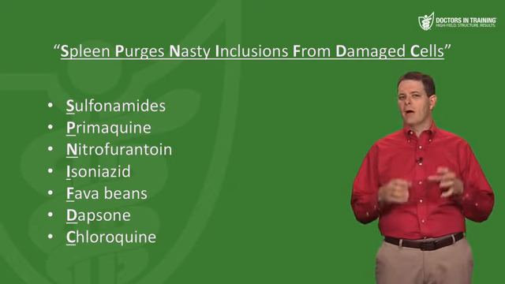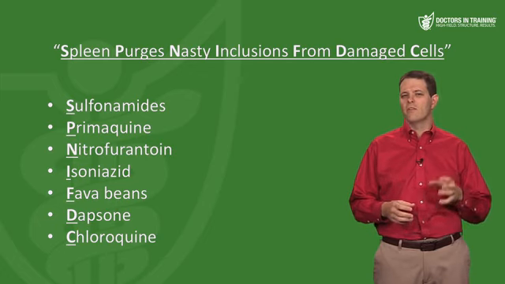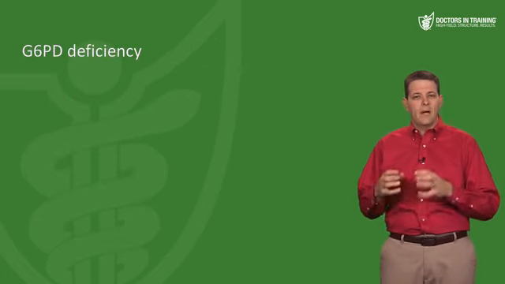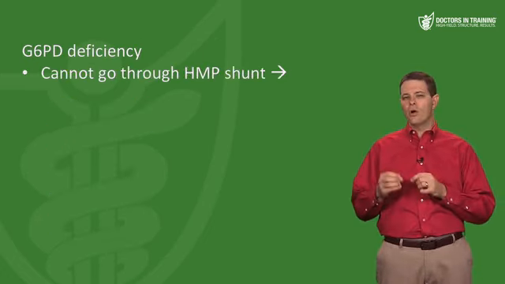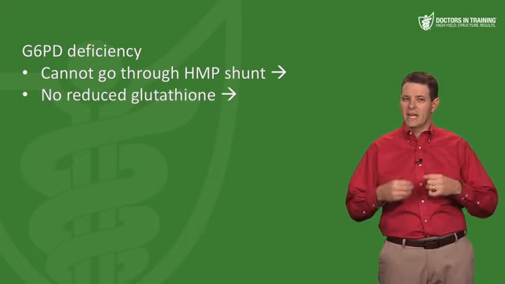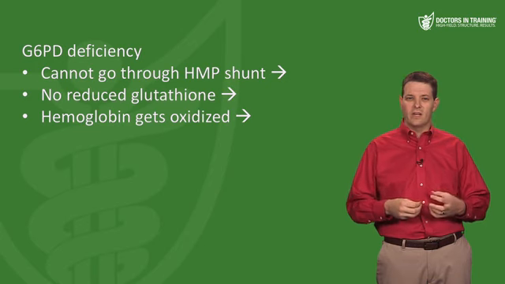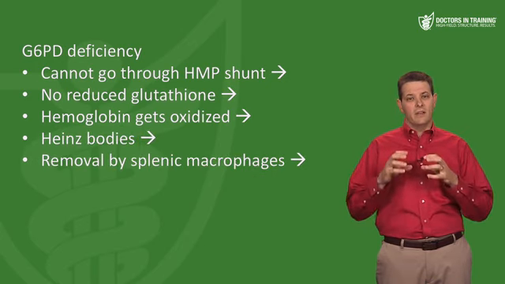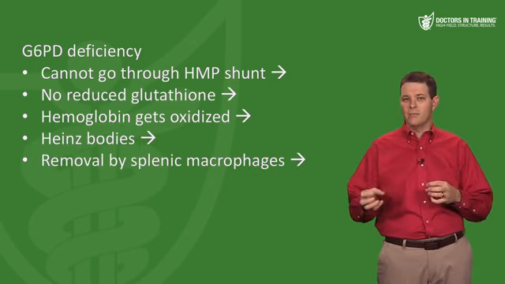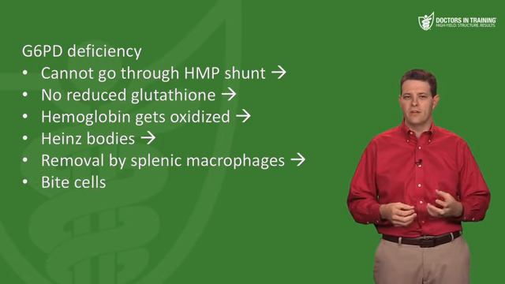We talked about this back in biochemistry when we talked about the hexose monophosphate shunt. So patients with G6PD deficiency can't go through the HMP shunt, so they can't generate reduced glutathione, so their hemoglobin gets oxidized and it forms Heinz bodies. And then the splenic macrophages remove the Heinz bodies and that results in bite cells.